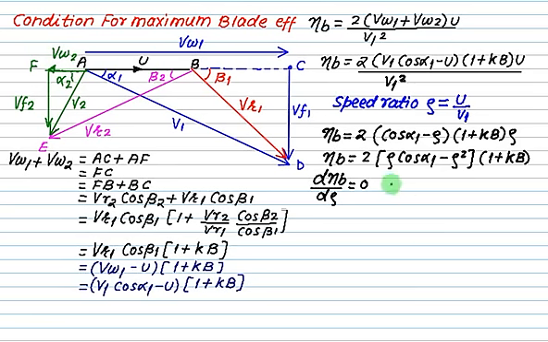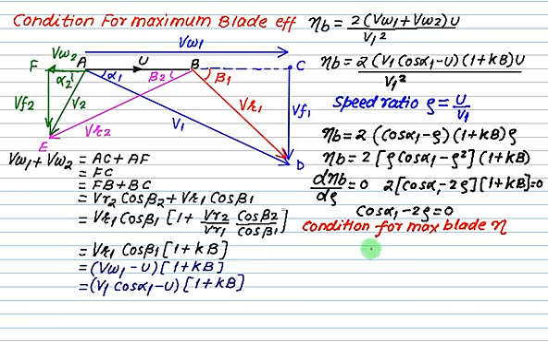which gives the condition for maximum efficiency. So the derivative of this term will be equal to 2 times cos alpha 1 minus 2 times rho, into 1 plus kb. 1 plus kb cannot be equal to 0, and 2 is also not equal to 0. It means that cos alpha 1 minus 2 rho must equal 0. So that is the condition we have got. The condition for maximum blade efficiency is rho equals cos alpha 1 by 2.